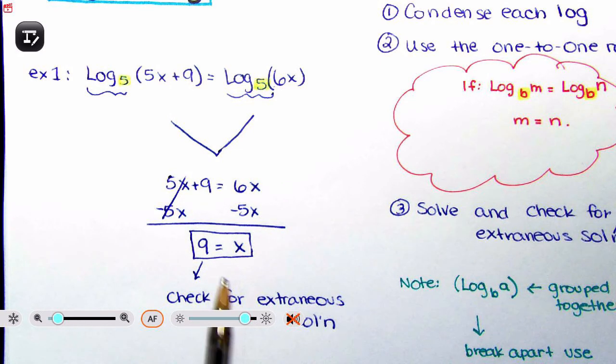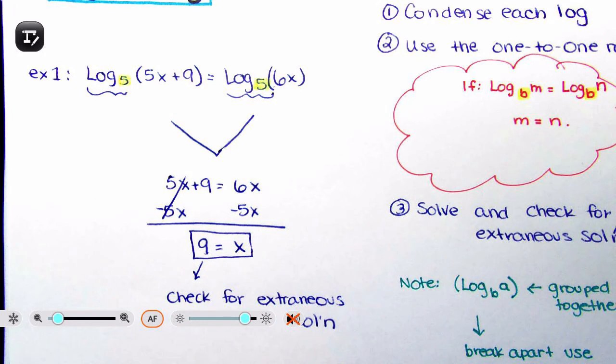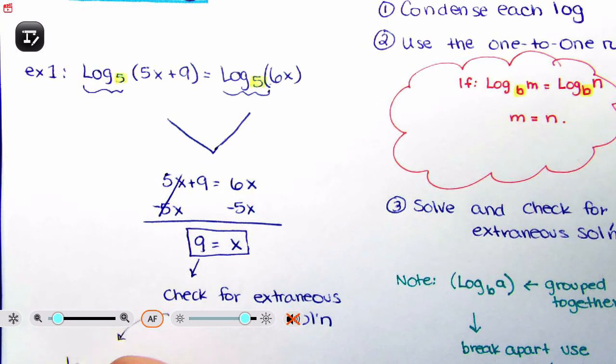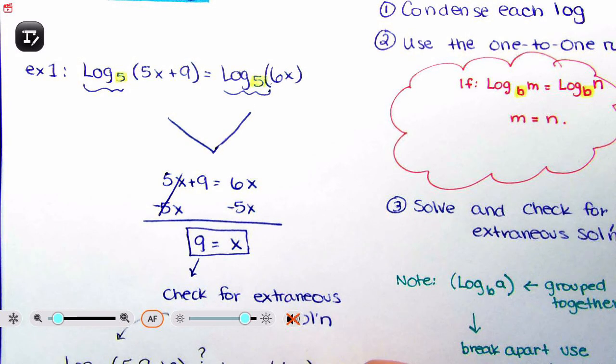So what I'm going to do is take 9 and plug it in here. So I'm going to say log base 5 of 5 times 9 plus 9 is maybe equal to the log base 5 of 6x. And again, that x should be a 9, so 6 times 9. Using my calculator, if you need to, you don't need to on this part. All I'm doing is 5 times 9 plus 9. So I get 54.